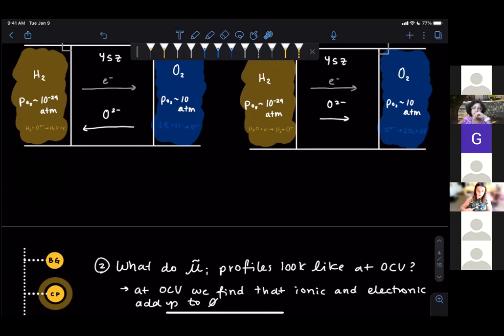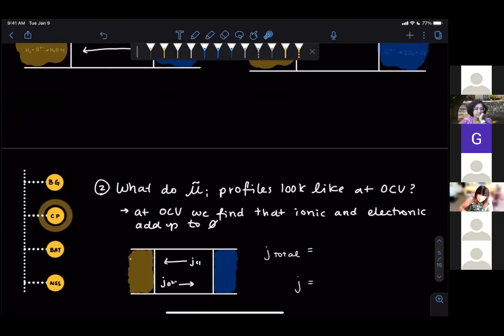So there's no current, we don't have to think really about the direction of current. If we look at our cell, OCV is essentially, we're defining that there is no net current. So there's no total current. J total is 0. And the J total, which is 0 in this case, is going to be the sum of the ionic current, O2 minus, and the electronic current, J sub EL. And remember, the electronic current is going to be both the current of the holes and the electrons. If I say E sub L, that means electronic. If it's an E with a little minus sign, that's for an electron.